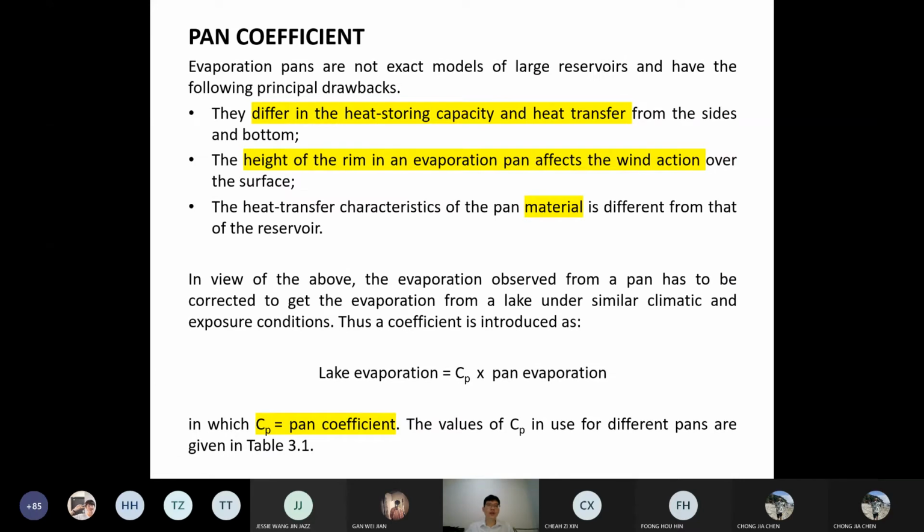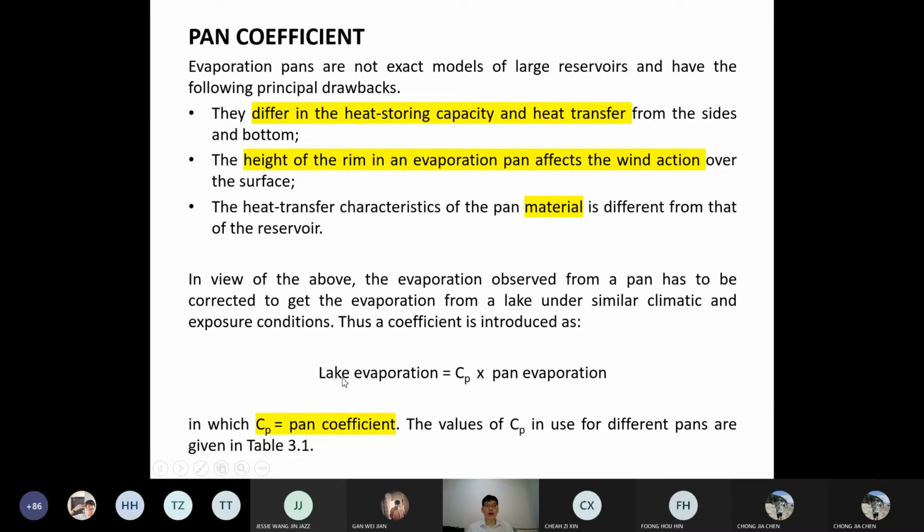So, the pan coefficients. Evaporation pans are not exact models of a large reservoir and have the following principal drawbacks. The small pan is actually a scale model compared to the big reservoir. The height of the rim of an evaporation pan affects the wind action over the surface, and the pan material is different compared to the reservoir. That's why we have the pan coefficients.